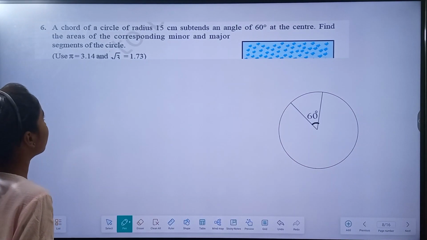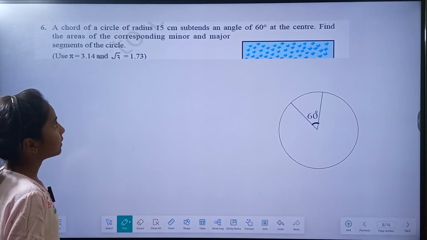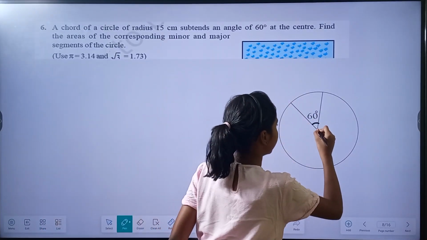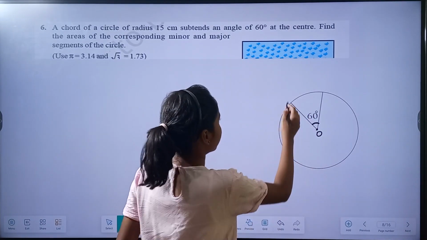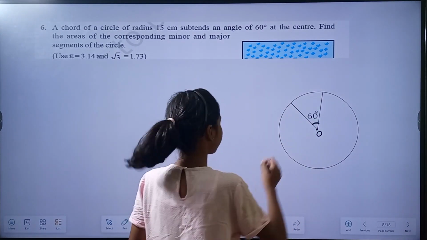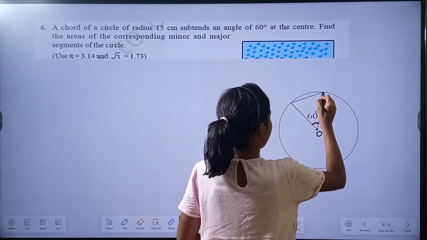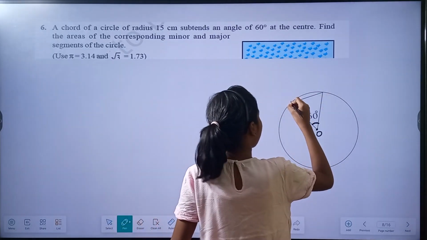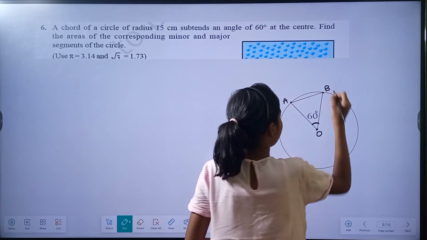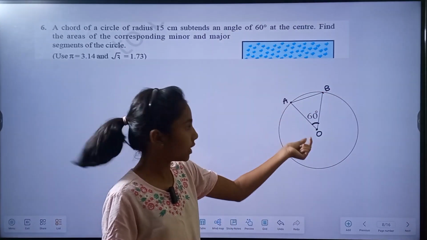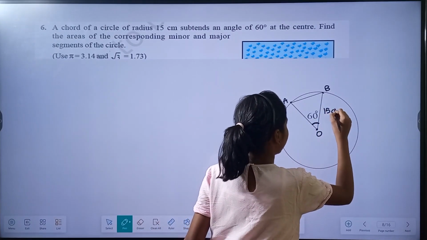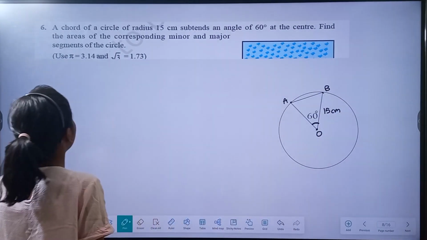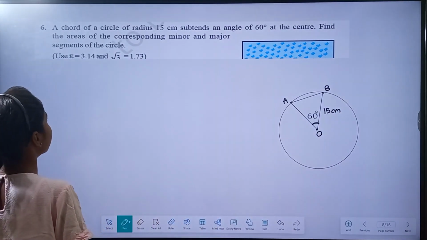A chord of a circle of radius 15 centimeter subtends an angle of 60 degrees at the center. So this is the circle, let the center be O, then this angle equals 60 degrees. We have to draw the chord. This is the chord AB, and they said the angle subtended by that chord is 60 degrees, and the radius is 15 centimeter. Find the areas of the corresponding minor and major segments of the circle.